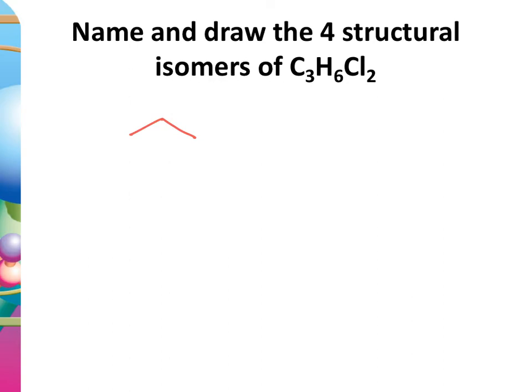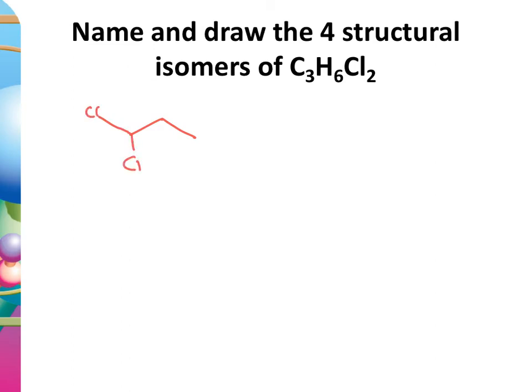Okay, so that's my 3 carbon chain. Okay, 1, 2, 3 carbons. So to determine the 4 different structural isomers, because you want to be systematic, I'm going to put the 2 chlorines, both of them on the same carbon at one end. Okay, so there's the first and there's the second.